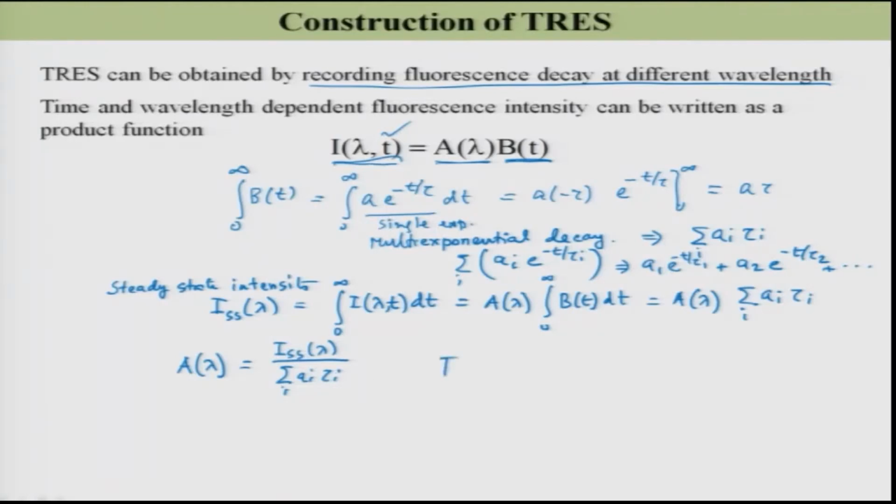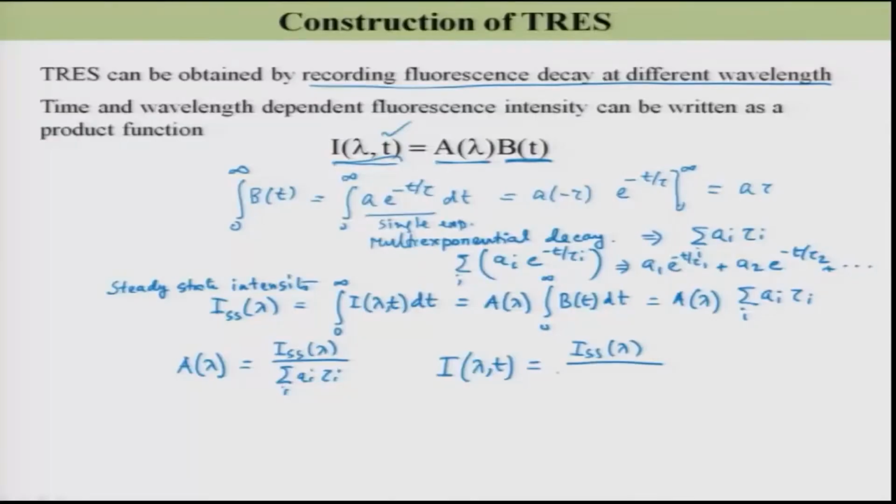So, from here what I can write is I, which is a function of lambda and t, is equal to I steady state for this particular lambda, I am talking about this particular lambda, right. For different lambda, I have to do the same thing again and again. So, this is equal to I steady state divided by the sum over i of a_i tau_i, into the sum over i of a_i e to the power minus t by tau_i, right. So, I got this equation.